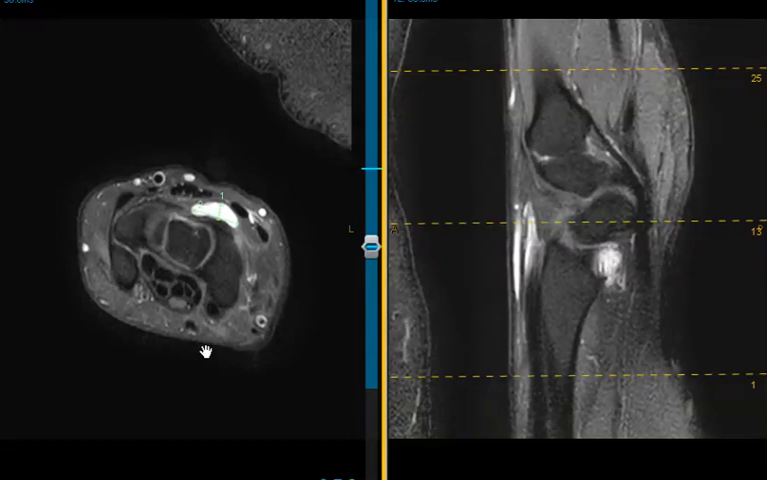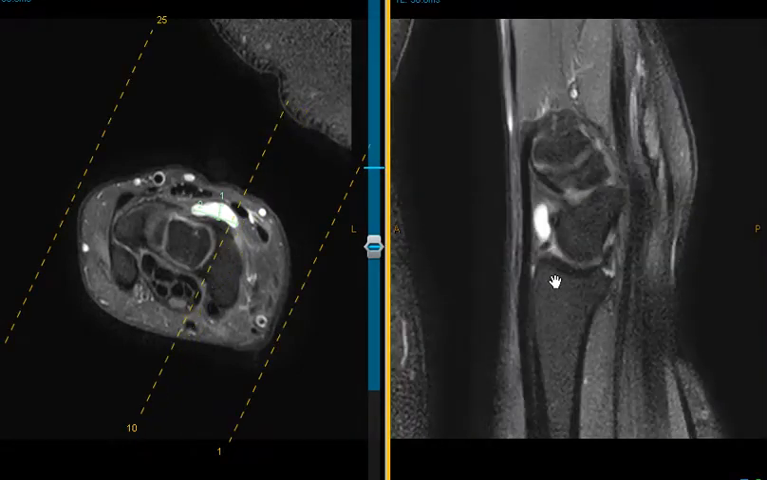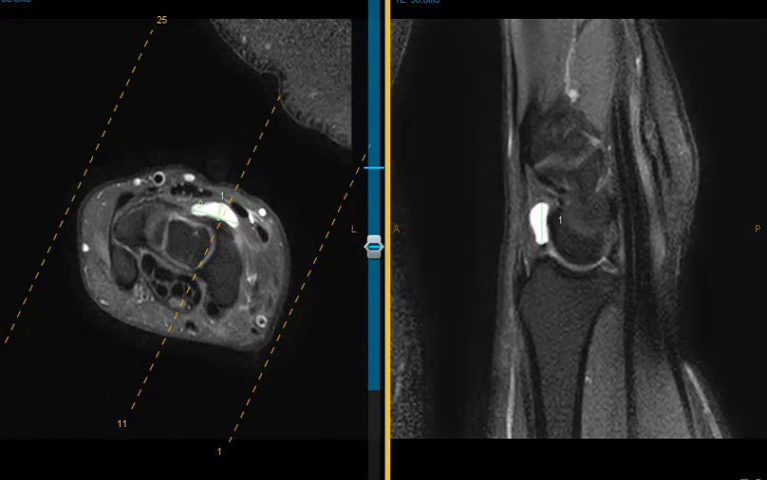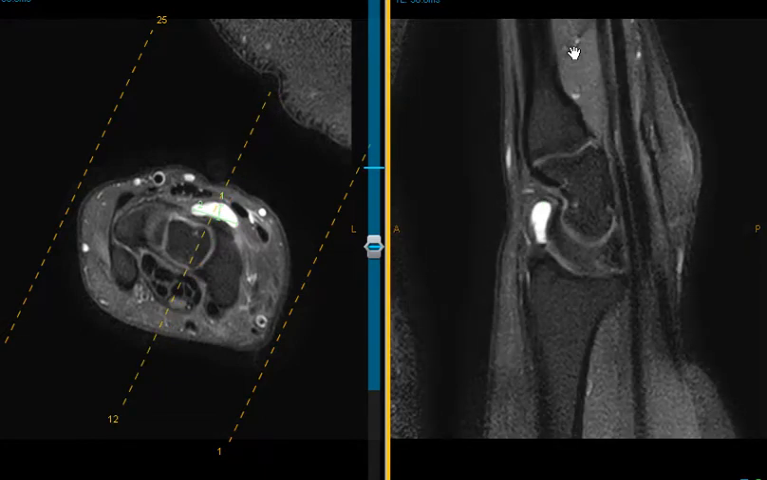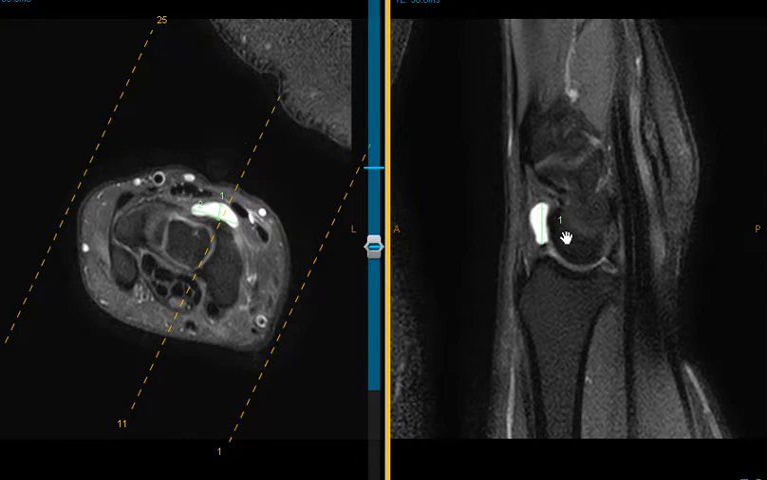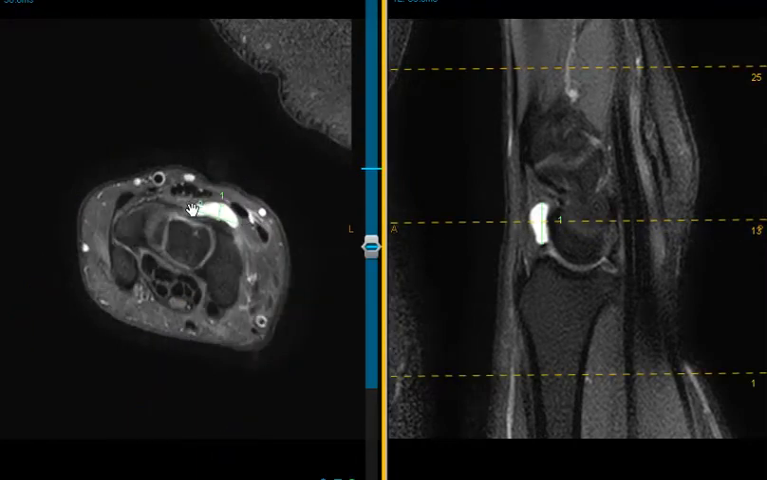Hello, this is Dr. Gay from First Lake MRI, and this is a patient who has a dorsal ganglion cyst of the wrist. This is the wrist here looking from the side view, the sagittal view. This is the back of the wrist, or the dorsal side, and we see a bright, well-defined fluid collection here. This is a classic dorsal ganglion cyst of the wrist. So the surgeon is going to go in there and remove this.